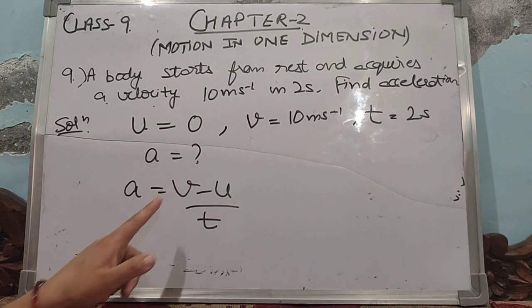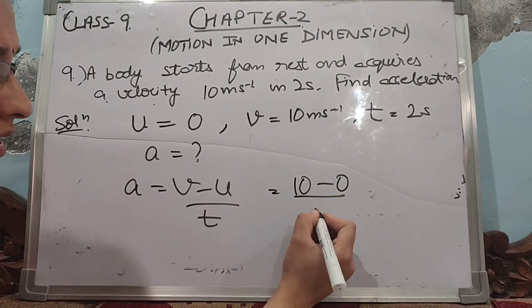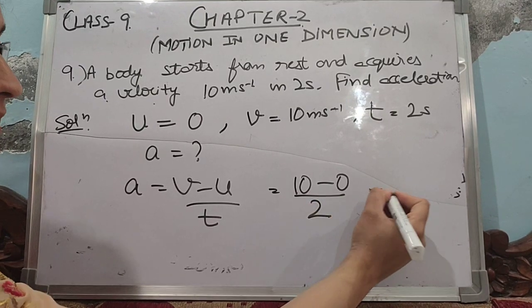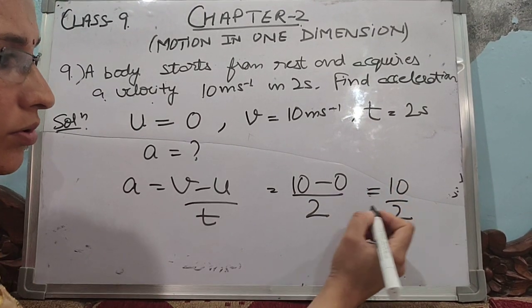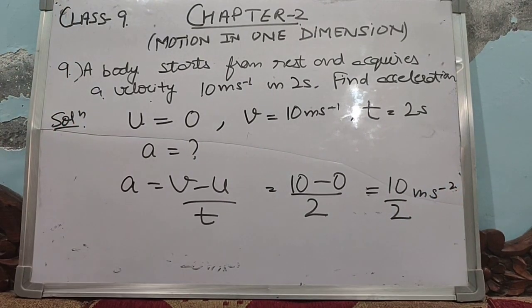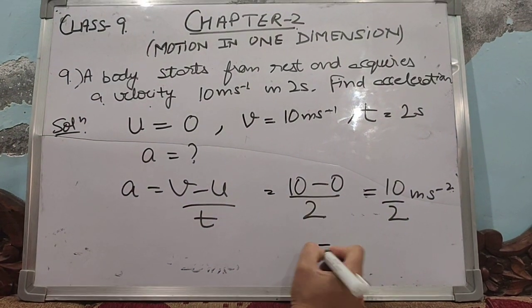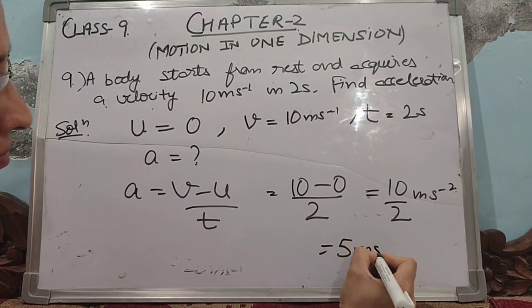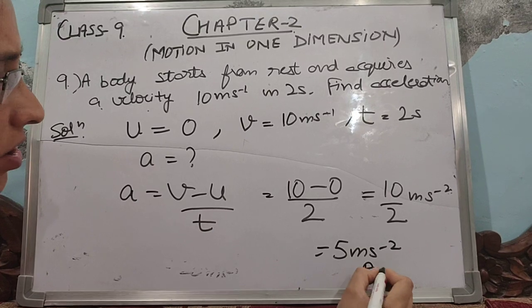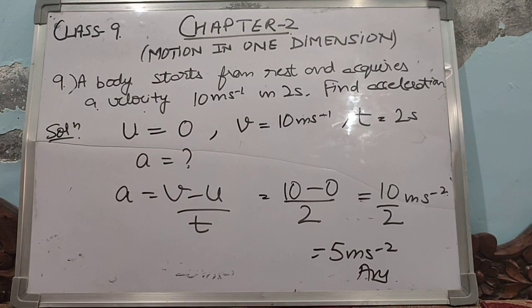Right? V is 10, U is 0 and time is 2. So it will be equal to 10 upon 2 meter per second square. As we all know, the unit of acceleration is meter per second square. So it comes out to be 5 meter per second square. This is your answer. I hope you are able to understand the numerical.